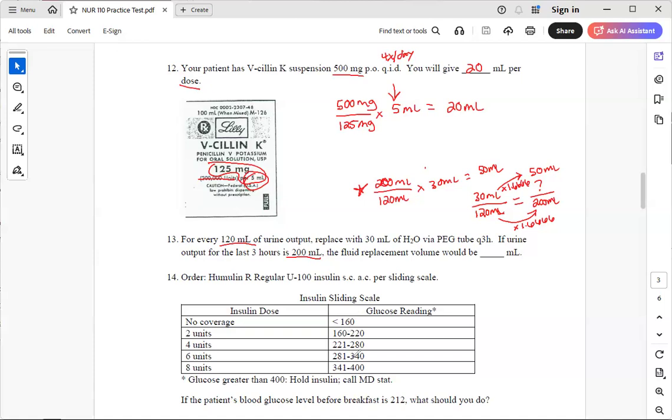All right, and then the sliding scale, remember, is just: can you read what it says? If it gives you a glucose reading, here it says 212, can you find that range? And then what would you do? You'd give 2 units.